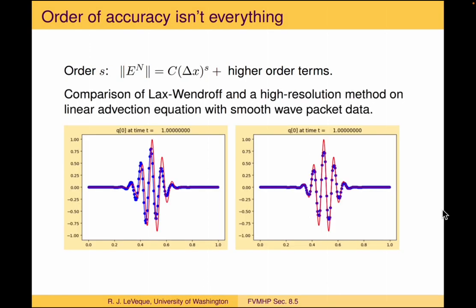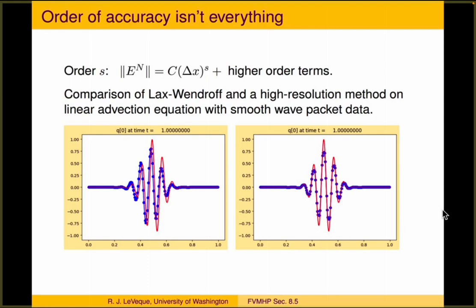So here's an example we looked at before, a wave packet that's propagating under the advection equation with periodic boundary conditions. So at time 1, it should have just returned to the initial conditions, which are shown in red. And on the left is the Lax-Wendroff approximation to that. And you see that, well, even Lax-Wendroff loses something near the peak because it's such a coarse grid that it's lost accuracy.